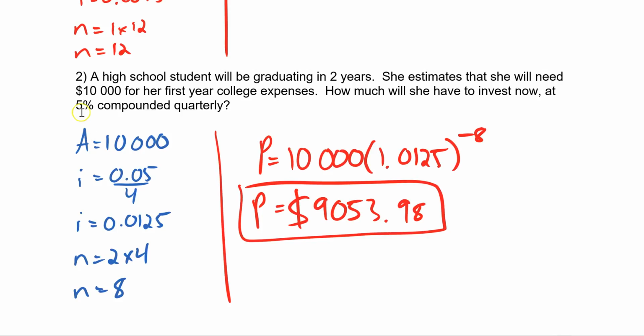Now, the interest rate is 5%, 0.05 divided by 4, because it's compounded quarterly, 4 times a year. And it is in 2 years that she needs that money, but because it's compounded quarterly, she's going to be earning interest 8 times in total. So again, when you put together the formula, the exponent is negative 8 because we're working backwards from 10,000. $9,053.98 approximately is what you would have to invest right now in order to have $10,000 in 2 years.